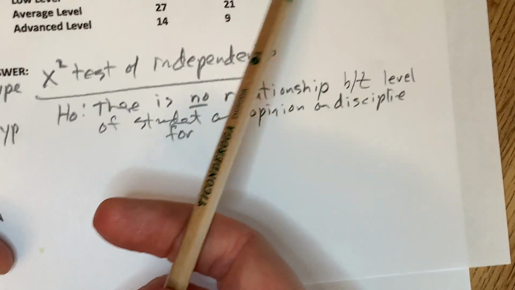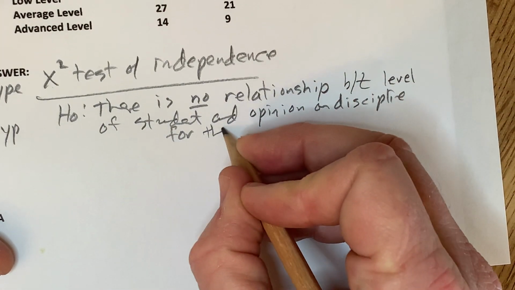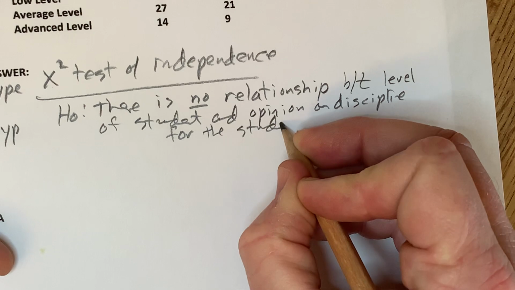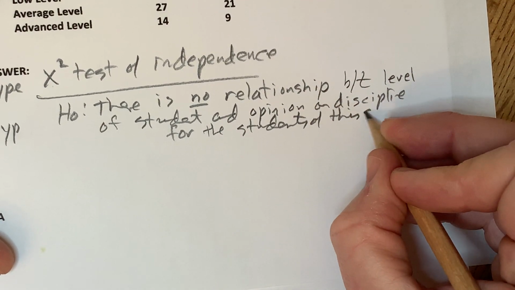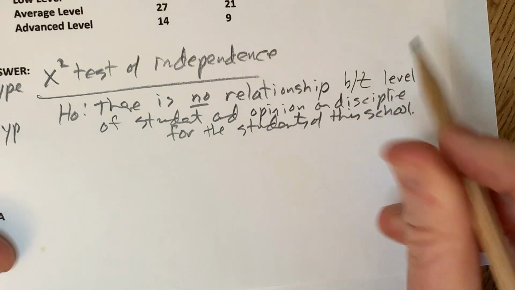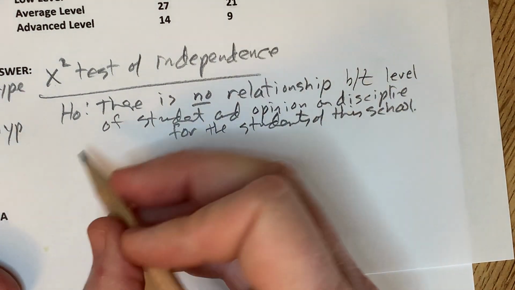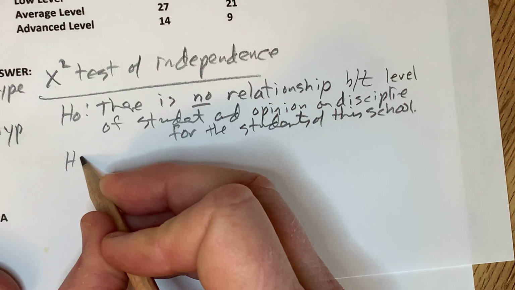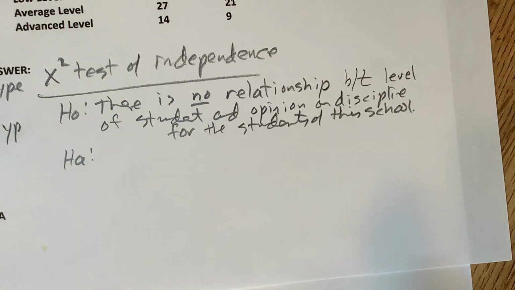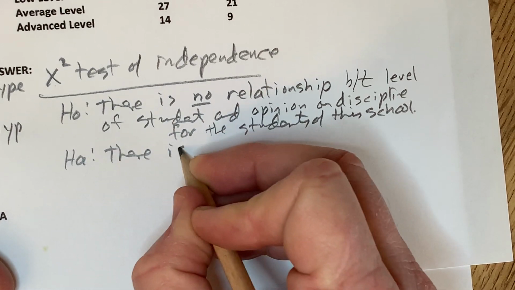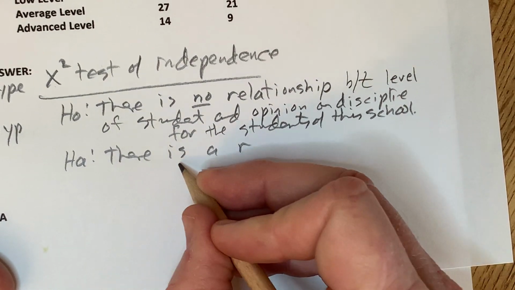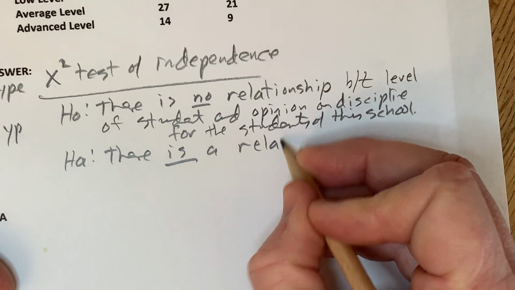Now that's our population here, the students of this school. That is where we got our random sample, so those are the ones we can generalize about. We can't safely generalize about others unless we have reason to believe that they're like them. And the alternative is that there is a relationship between these two things.